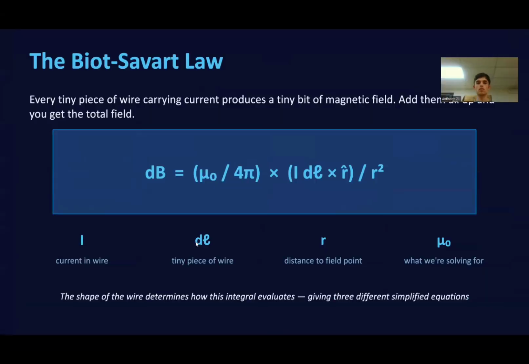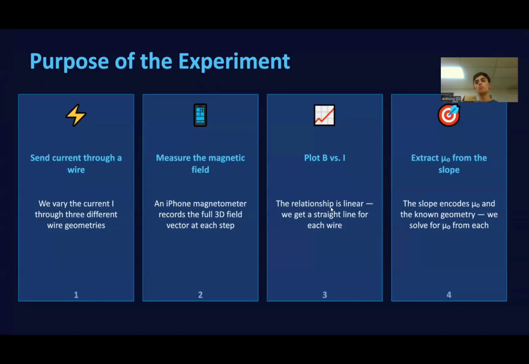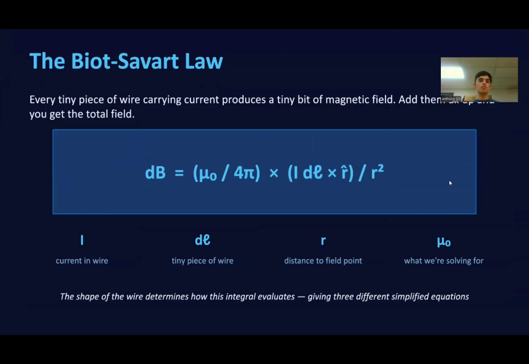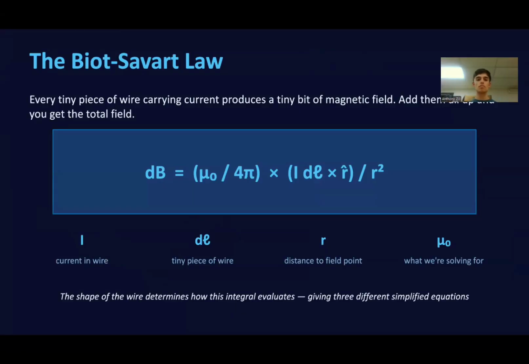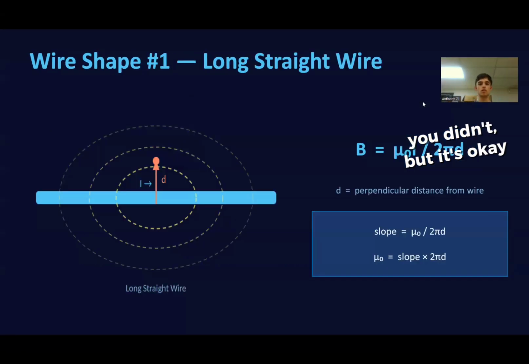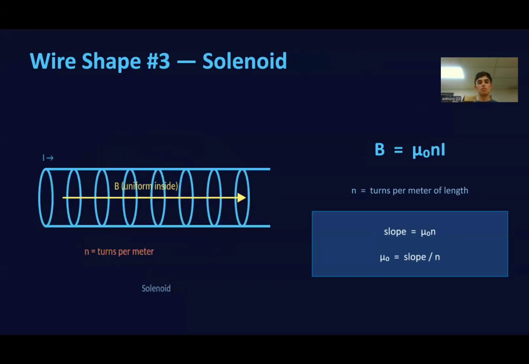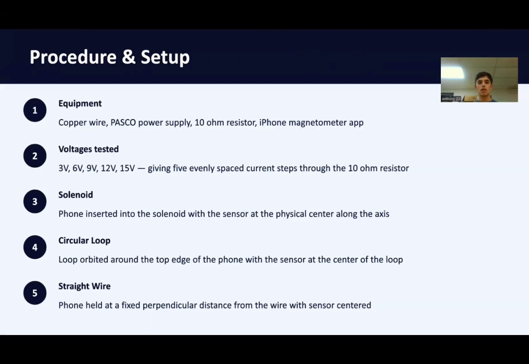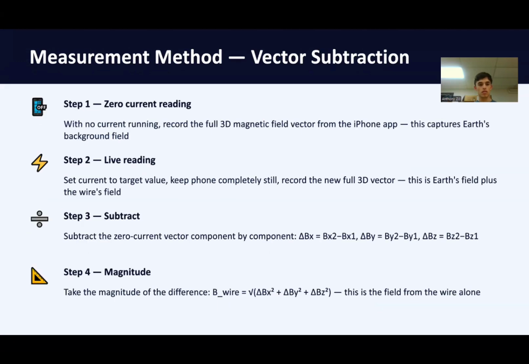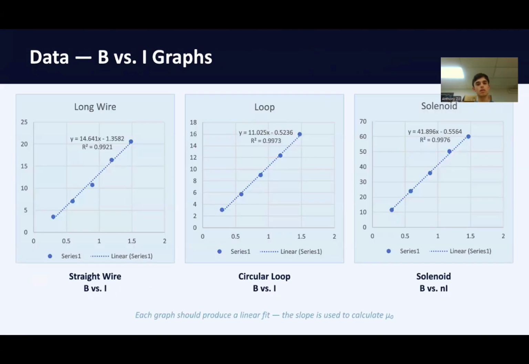Well, our main goal was to plot B versus I. B is the magnetic field, and I is the current. And then we extract the permeability of free space from the slope. This was our formula, the Biot-Savart law. Hopefully I said that right. We first use a long straight wire, a circular loop, and a solenoid. These are our formulas. Extracting the permeability of free space from the slope. And equipment. And these are our data sources.